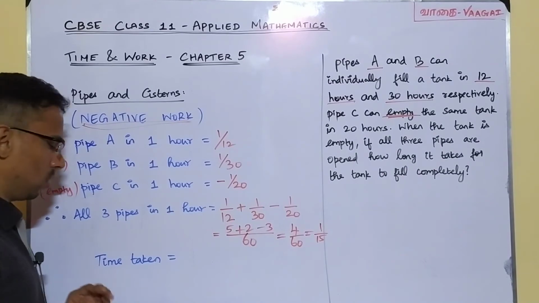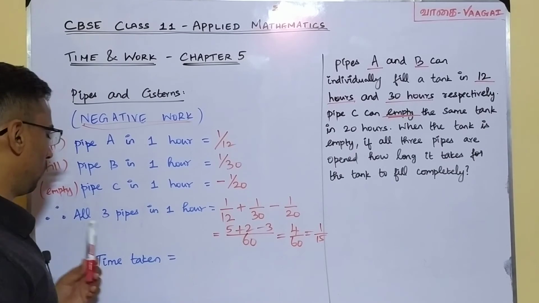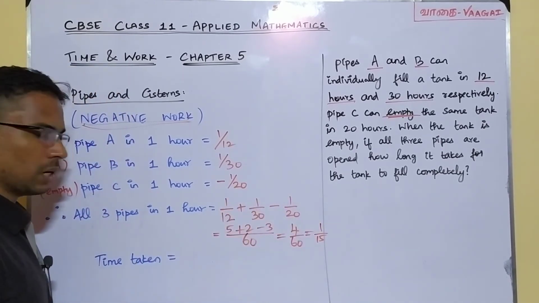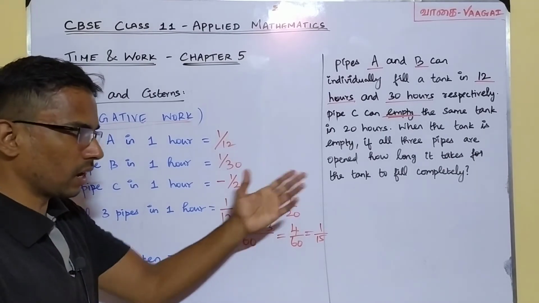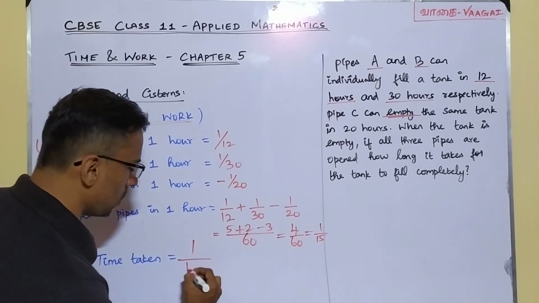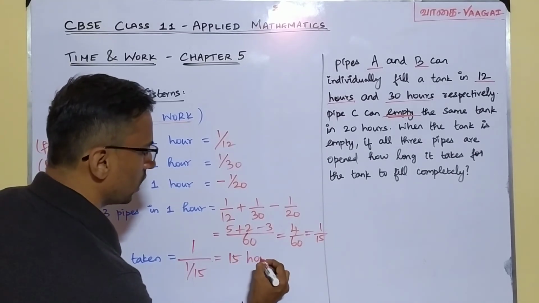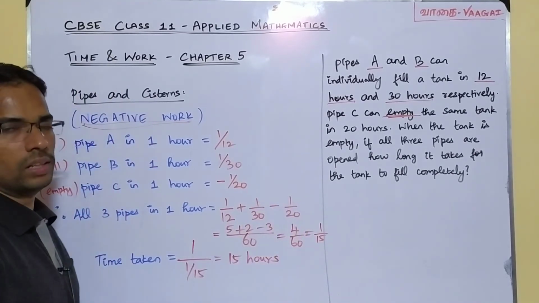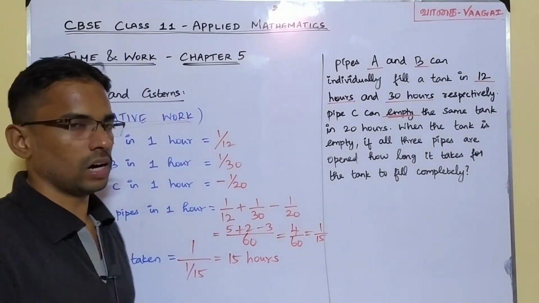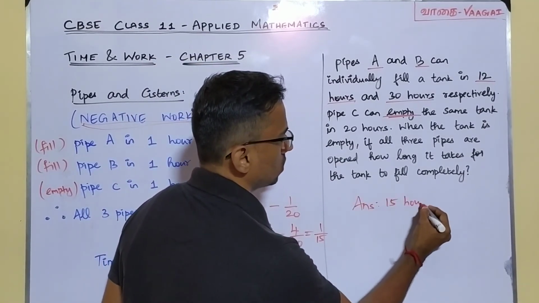And obviously, what would be the time taken? Now with this we can very easily say, if in 1 hour all three pipes can fill 1/15th of the tank, then how much time would it take for them to fill the complete tank? I mean the full tank. Again the reciprocal of 1/15th, or directly you can even conclude it. So it would take 15 hours for them to fill the full tank. I mean the complete work will be finished in 15 hours. That's going to be the answer. So the answer for this question is going to be 15 hours.